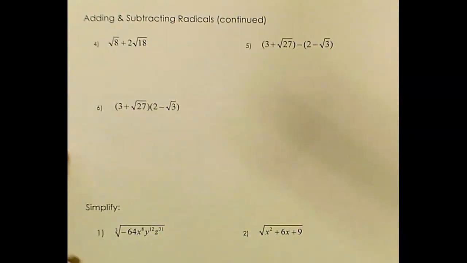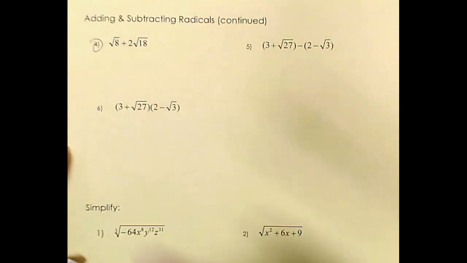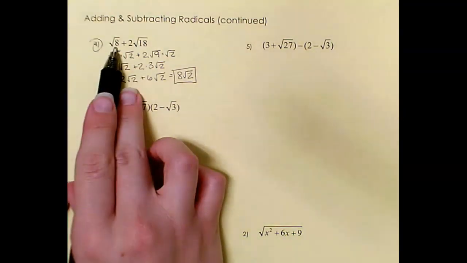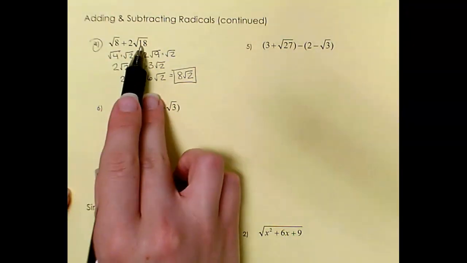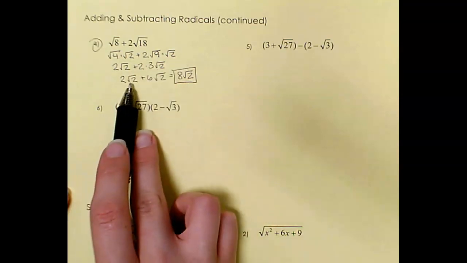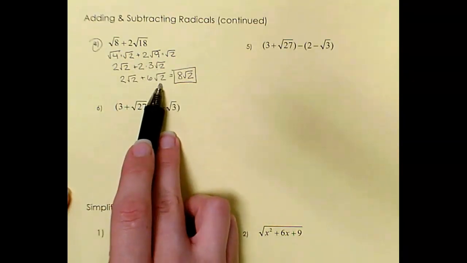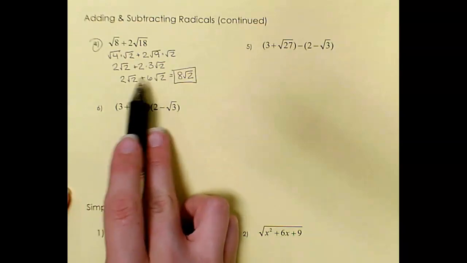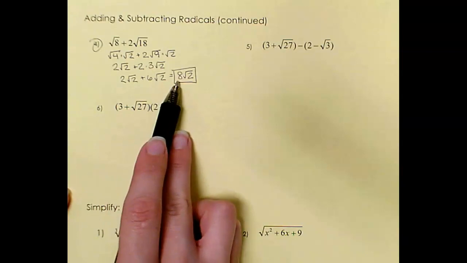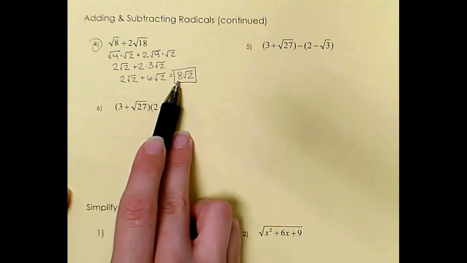So what I'd like for you to do is pause your video and try number 4. Check your work. You have to simplify the square root of 8. You have to simplify the square root of 18. You'll find that you have like radicals. So the index is 2, the radicand is 2. We add together the 2 plus 6, and we get a coefficient of 8 with your square root of 2.